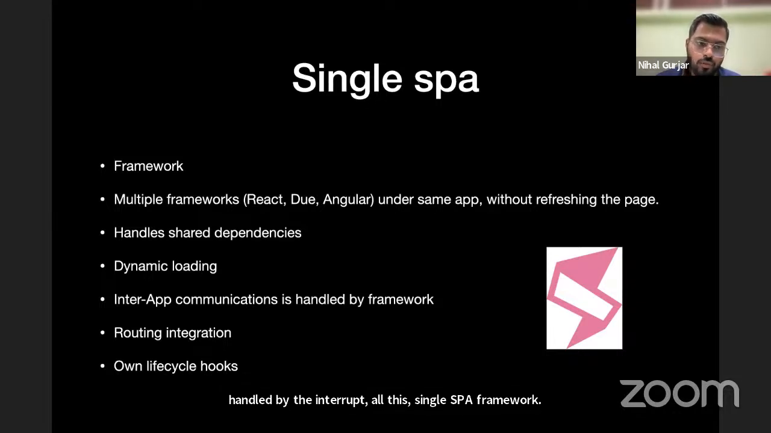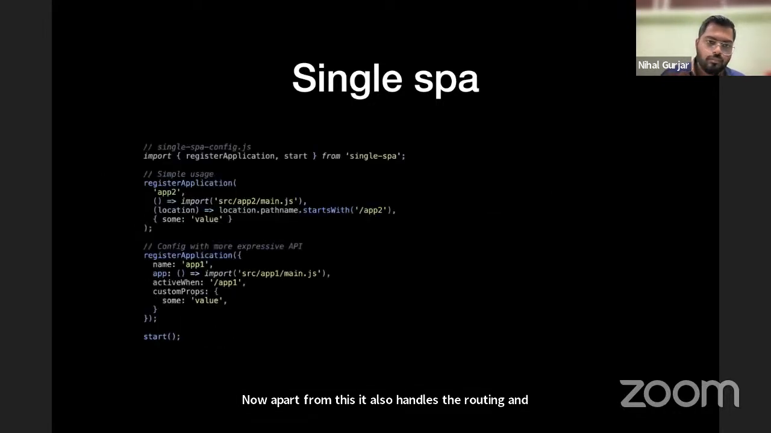Apart from this, it also handles routing and integrations. It has a single SPA config file, and this is an example of one. Here, you have to specify how to register the application, and from where. As you can see, we have app2, and you specify what kind of URL app2 will be downloaded from, and what kind of route will help in downloading the app2 application. Similar is the case for app1.